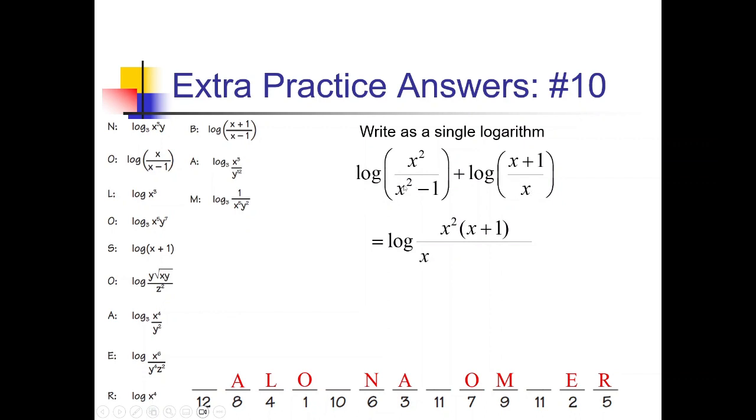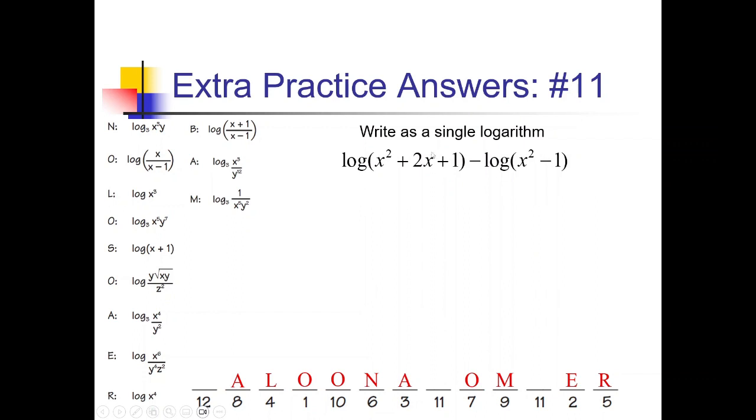And I could write parentheses x squared minus 1, but I actually think I would be benefited by factoring this so that I could cancel out something up here. So x squared minus 1, I can split that up into x plus 1 and x minus 1. That's just a difference of squares there. And I see right away that I can now cancel out some things. The x squared and the x can cancel, leaving me with just an x in the numerator. And the x plus 1s can also cancel. So when the dust settles, I end up with log of just x over x minus 1. And that answer choice is right here, choice O. So 10 is O.